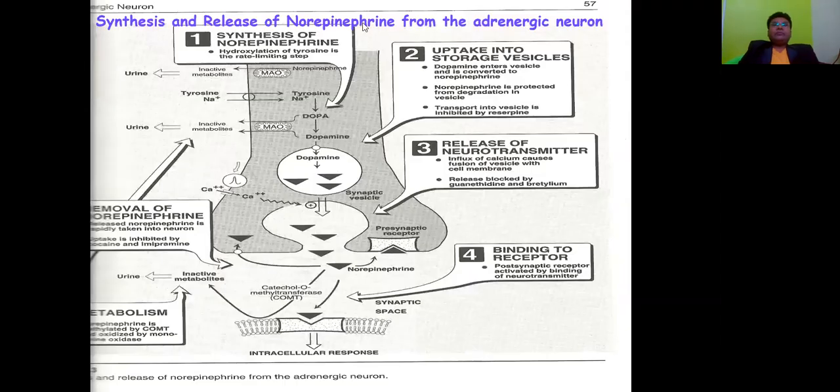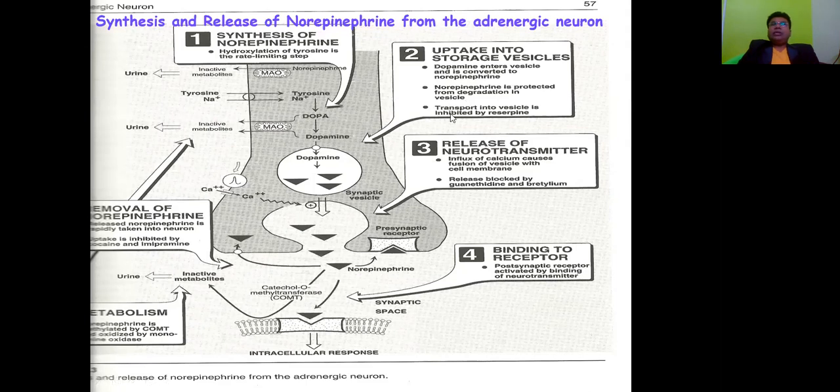Now, how does the synthesis of norepinephrine in adrenergic neurons occur? Tyrosine is the primary source, which enters the neuron in the presence of sodium and is converted to dopa, and this dopa is converted to dopamine, and dopamine is converted to norepinephrine. The hydroxylation of tyrosine is the rate limiting step in the synthesis of all the other catecholamines.